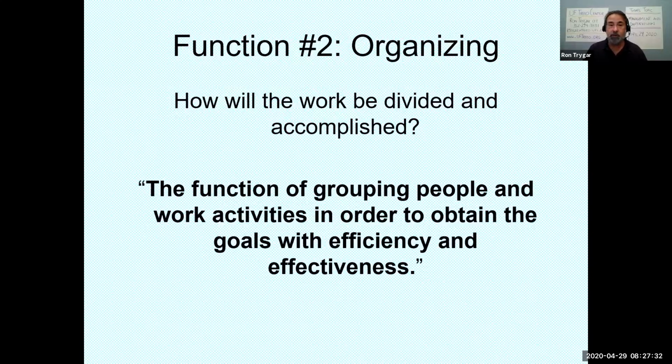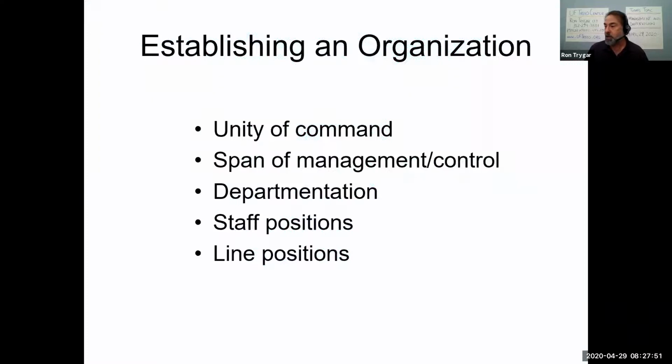So the function of grouping people and work activities in order to obtain the goals with efficiency and effectiveness is the definition of organizing. The function of grouping people and activities together to get the job done efficiently is organizing. So under the heading of organizing, we have things known as the unity of command or the hierarchy structure. We have span of management. We have departments being formed. We have staff positions being developed or designed. And then we have something known as line positions.